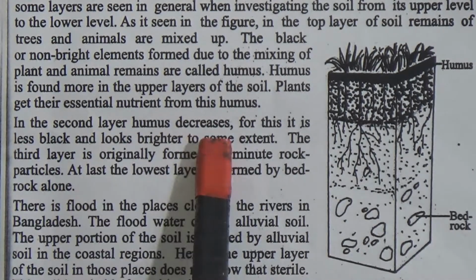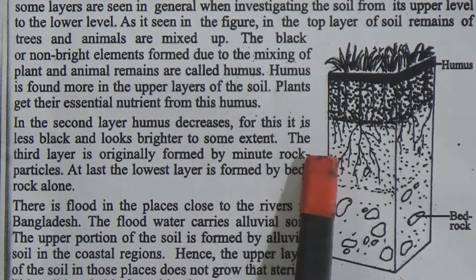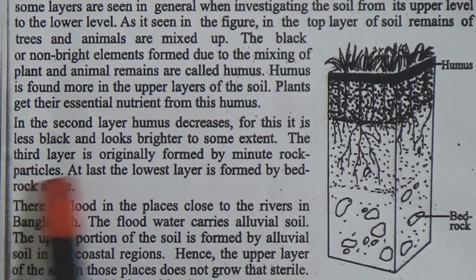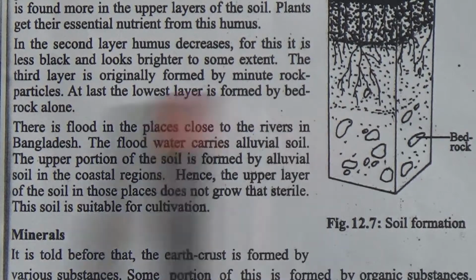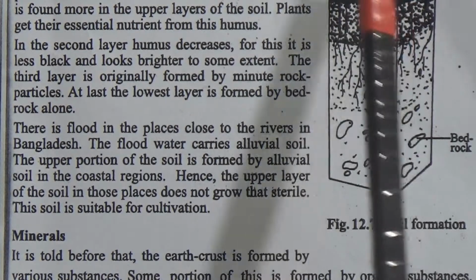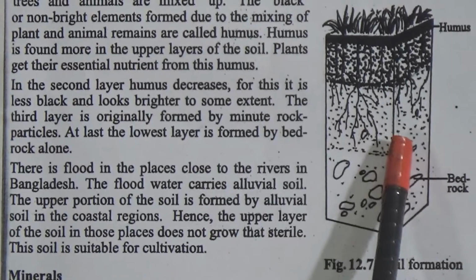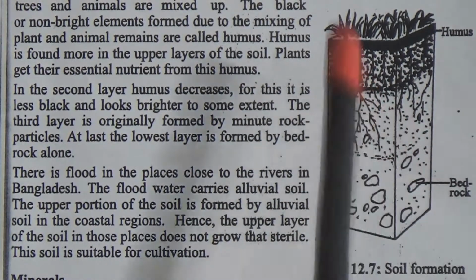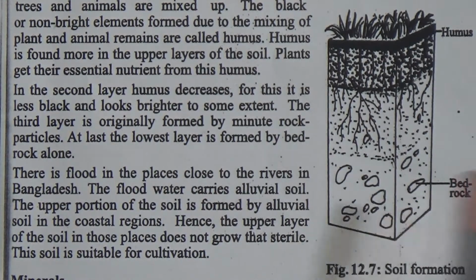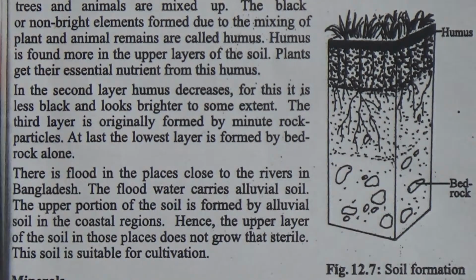In the second layer, humus decreases. For this, it is less black and looks brighter to some extent. The third layer is originally formed by minute rock particles. At last, the lowest layer is formed by bedrock alone. Here you find very tiny rocks, and in the last layer, you find big rocks, and there is bedrock alone.